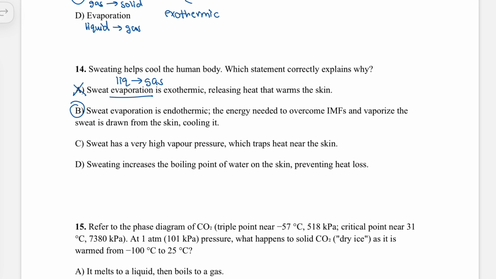Let's look at C and D. C, sweat has a very high vapor pressure, which traps heat near the skin. This one, you don't really have to think about it. It says traps heat near the skin, which would not cool you. It would just make you hotter. So this can't be it. And then D is kind of the same. It says sweating prevents the boiling point of water, or it increases the boiling point of water on the skin, preventing heat loss. Preventing heat loss also would not cool you. It would just make you hotter. So this doesn't make sense. So it has to be B.